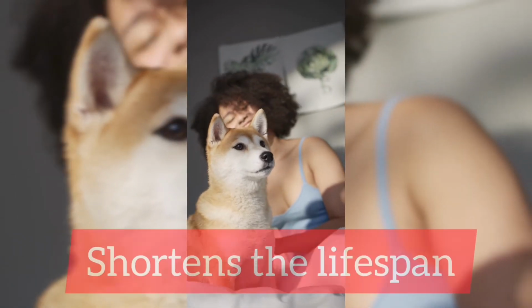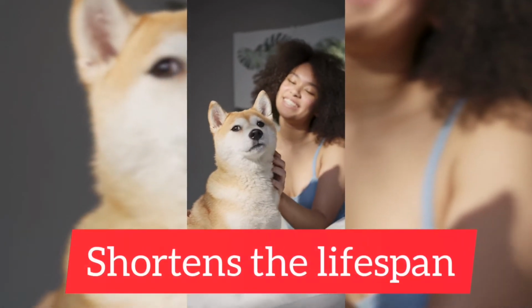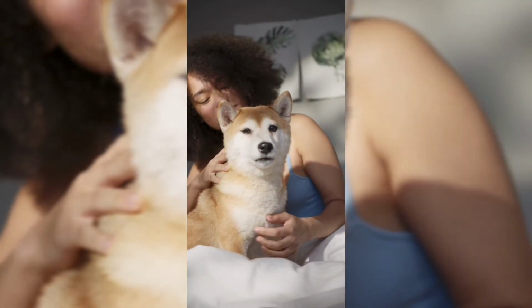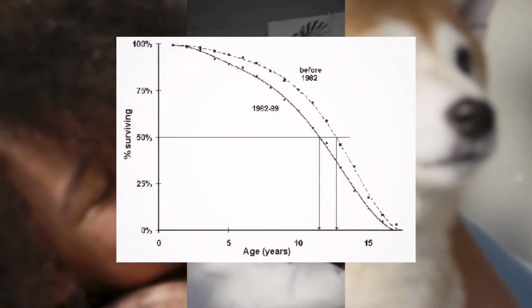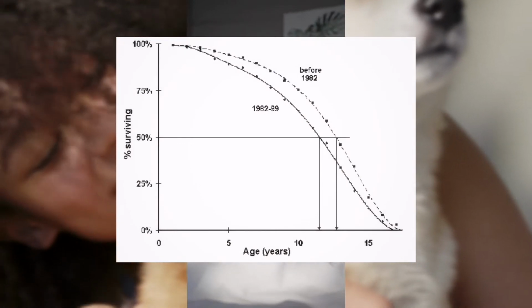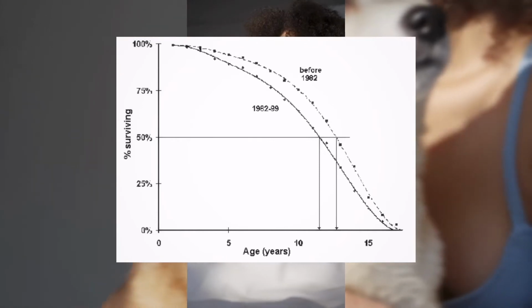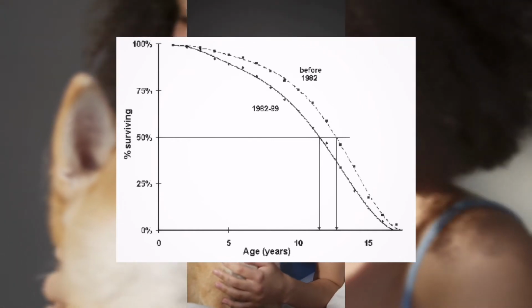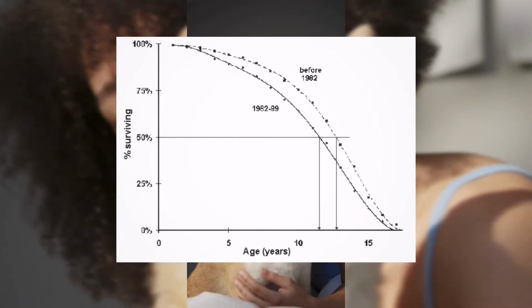Another problem is that inbreeding shortens the lifespan. From a study done at the University of Ottawa, Canada, it has been found that the lifespan of poodles has decreased significantly due to inbreeding. Look at the graph. When comparing years before 1982, most of the poodles survived beyond 12 years of age. But now less than one third of the population survive to that age.